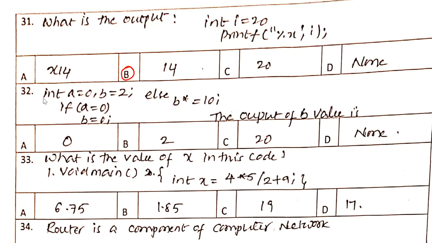Next one, int a is equal to 0, b is equal to 2. If a is equal to 0, b is equal to 0, else b into is equal to 10. The output of b will be, so here in the given program, b is multiplied by 2 here, the answer will be 20 here.